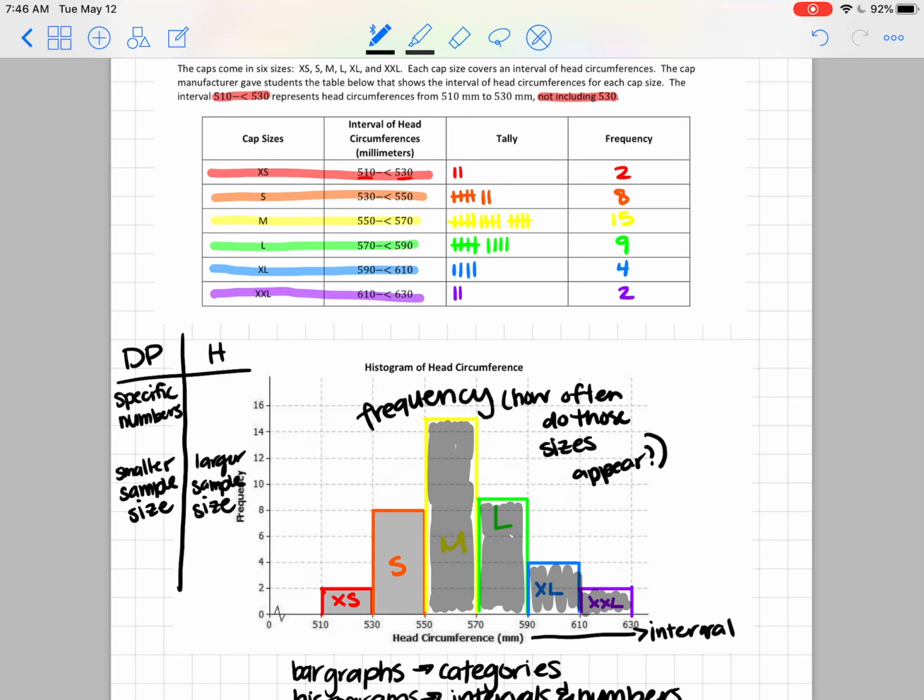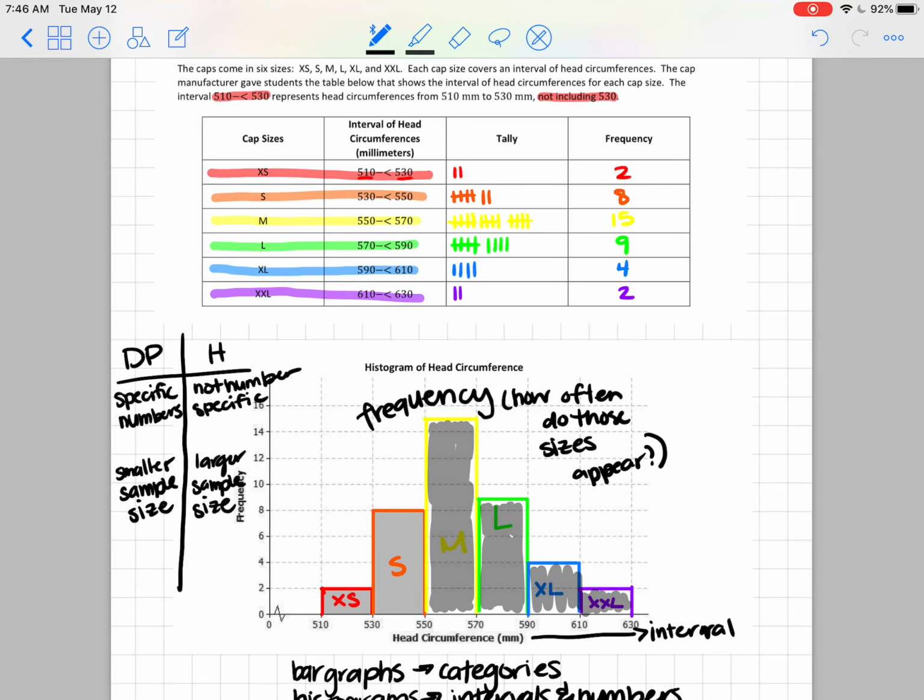We just pick an interval. 10s, 20s, 5s are normally really good. And we would put those numbers on an interval. And anything that isn't number specific, so not number specific, is really great for a histogram.